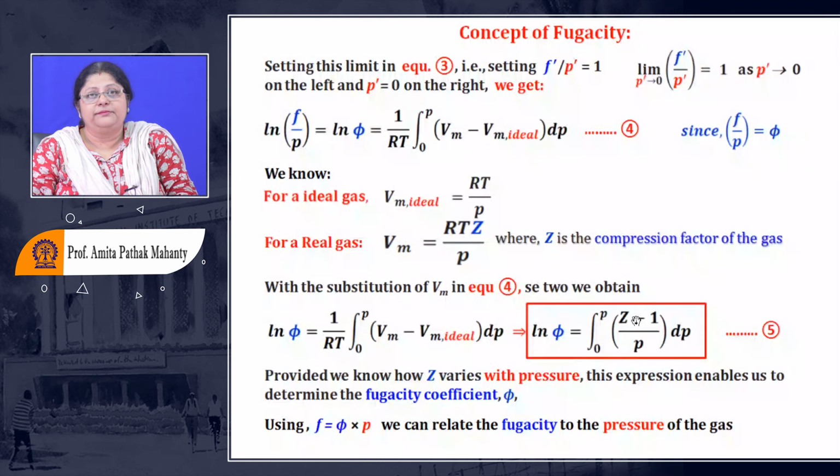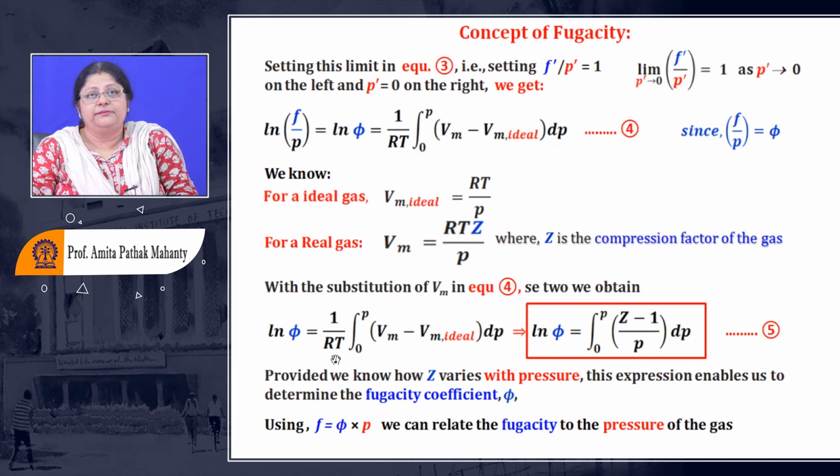What have we derived so far? We have derived the expression for finding out the fugacity coefficient in terms of the compressibility factor. Why the compressibility factor? Because that is the measure of the deviation of the real from the ideal. And that is what we have done. We have taken the molar volume of the real gas minus the molar volume of the ideal gas, and substituted the Vm values for an ideal gas and the real gas.